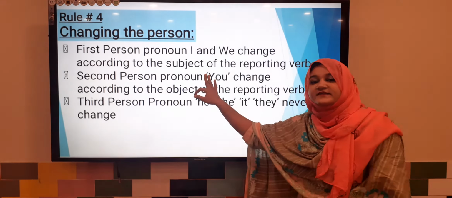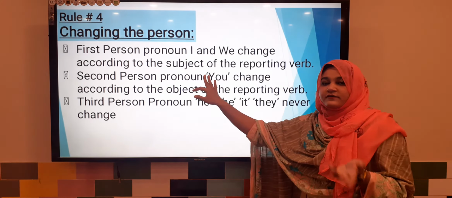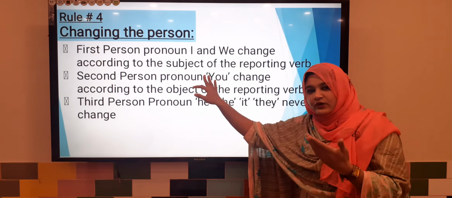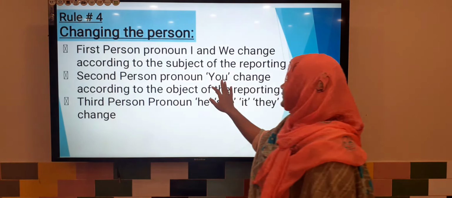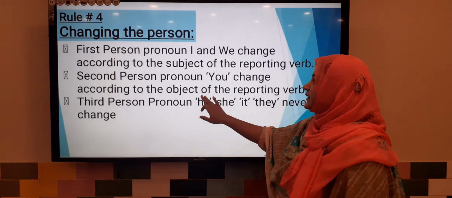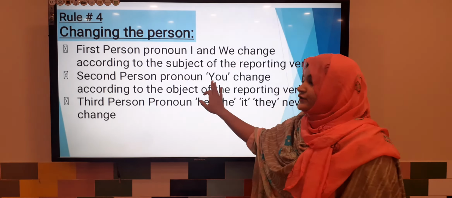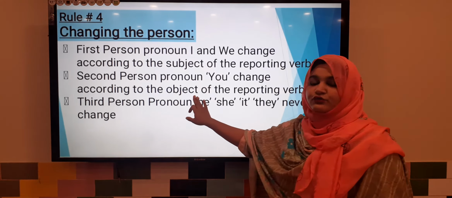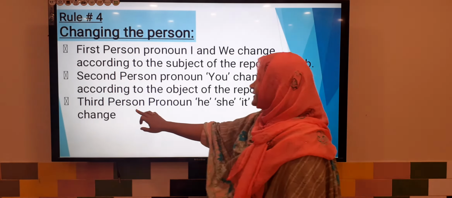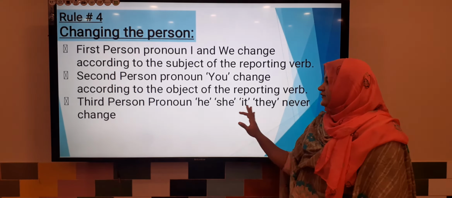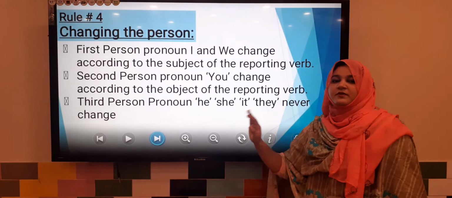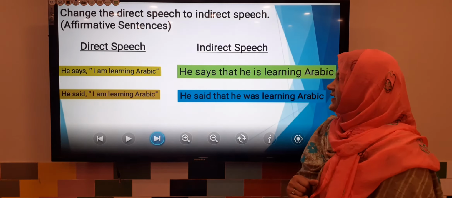And what is the subject? Subject is who is going to perform a particular task. Fine. Next one is second person pronoun, for example, you. It will change according to the object. Second person will be changed according to the object of the sentence. Third person pronoun, he, she, it, they never change. Okay, it will remain the same. Third person will remain the same in indirect speech.